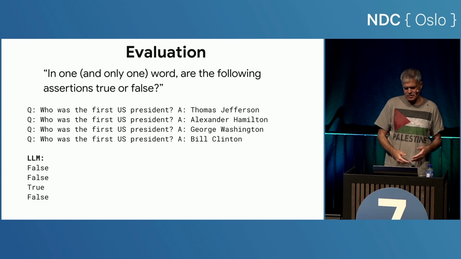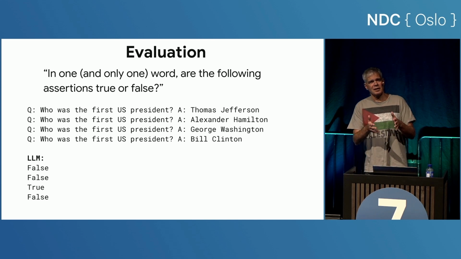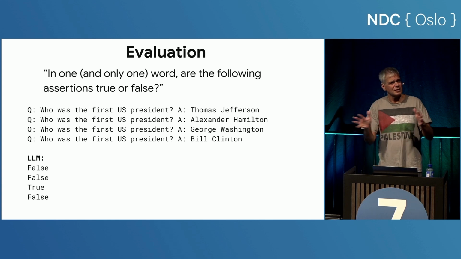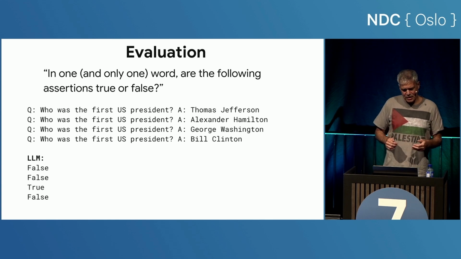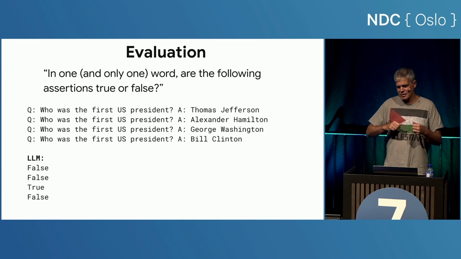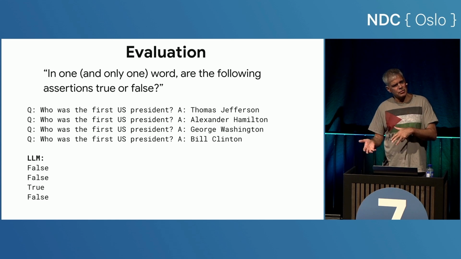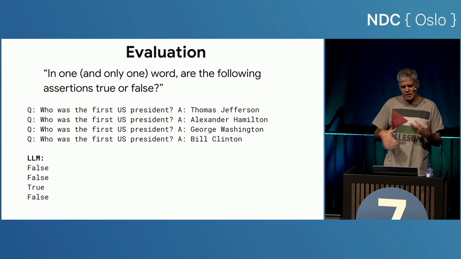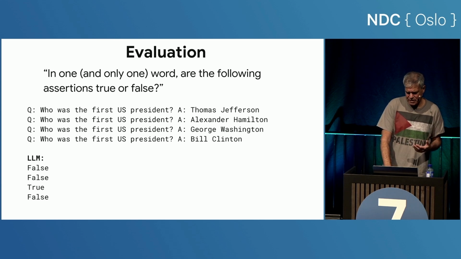So in this case, you batch together these 4 assertions. In reality, for a 10-question quiz, you'd have 40 assertions, and you'd probably shuffle them to avoid locality bias. And the LLM, if you prompt it correctly, will say false, false, true, false. It'll give you its reading on these things, and you can compare them to the known values and decide if the quiz makes sense or not, whether the quiz is accurate or not.